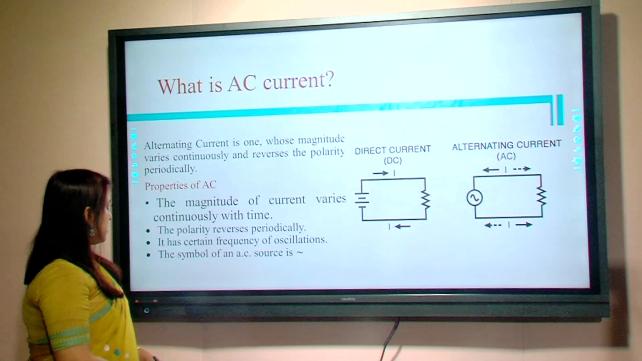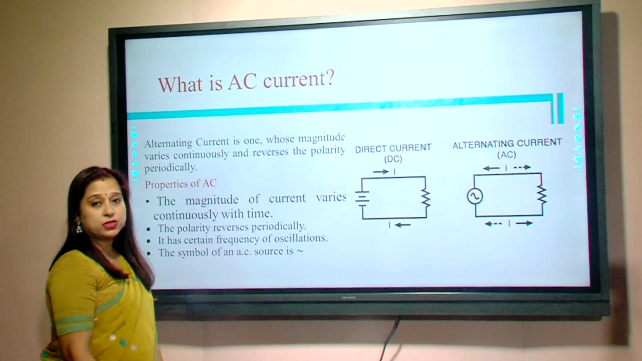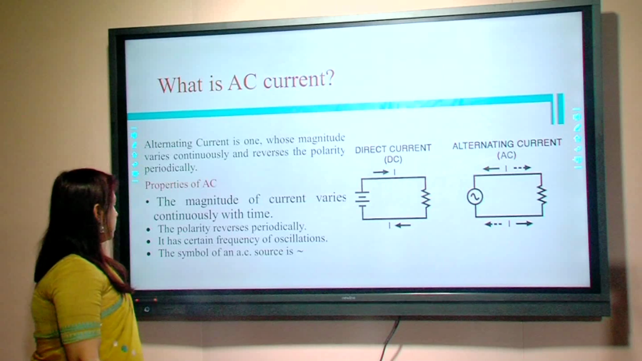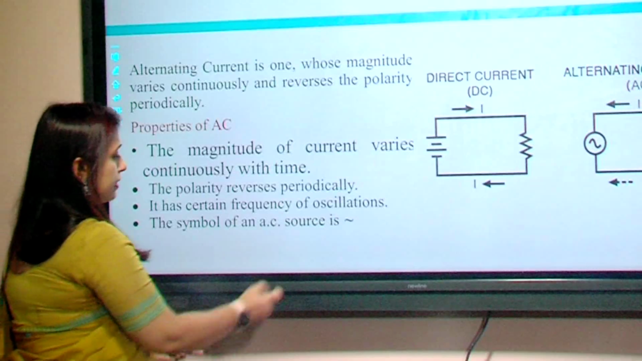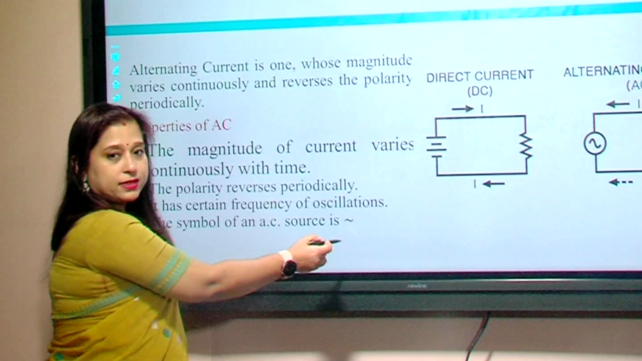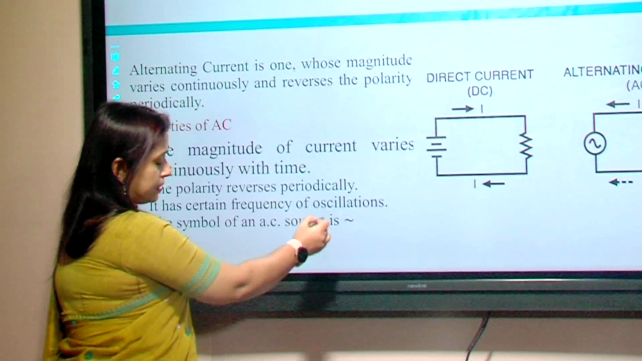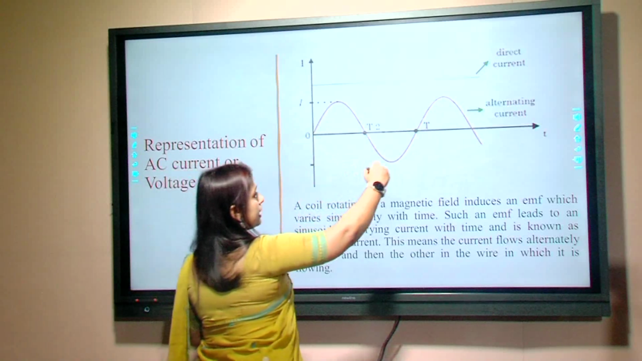In case of AC current sources, the magnitude of current varies continuously with time. The polarity reverses periodically. It has certain frequency of oscillation, and this is a symbol of AC source. For any kind of AC source, we go for using this symbol. This is how we represent AC current.